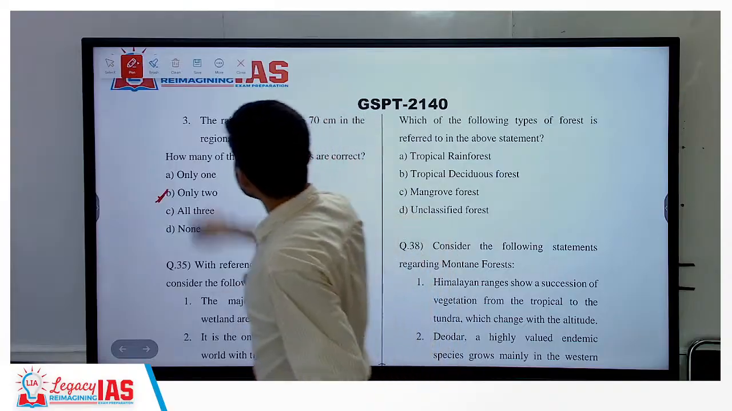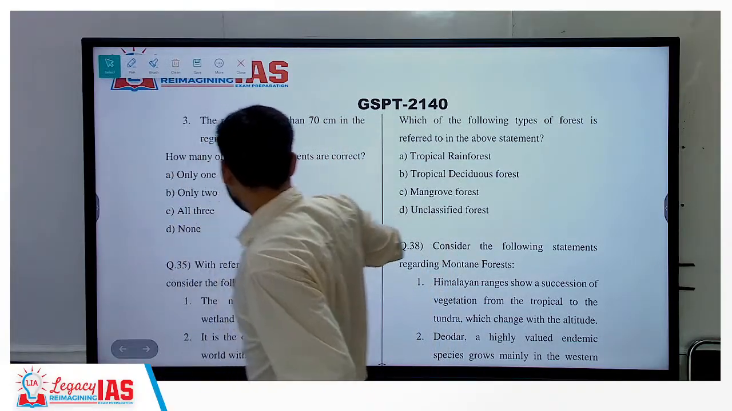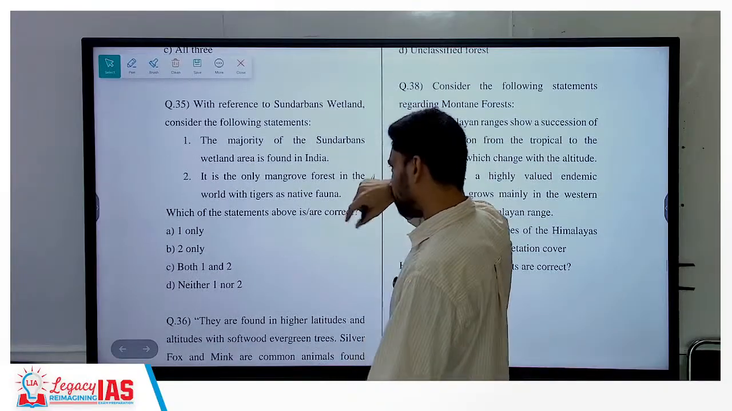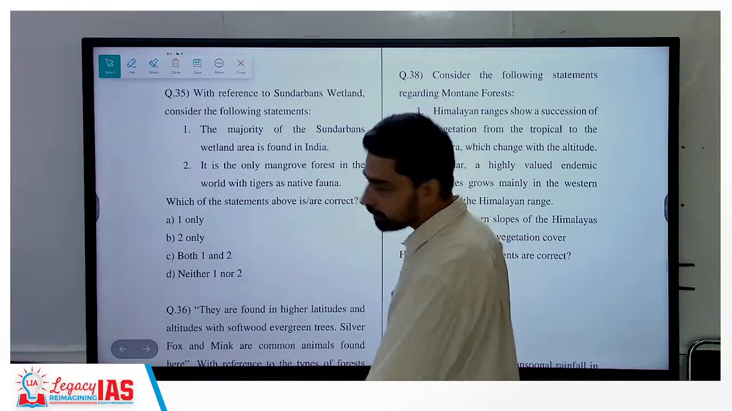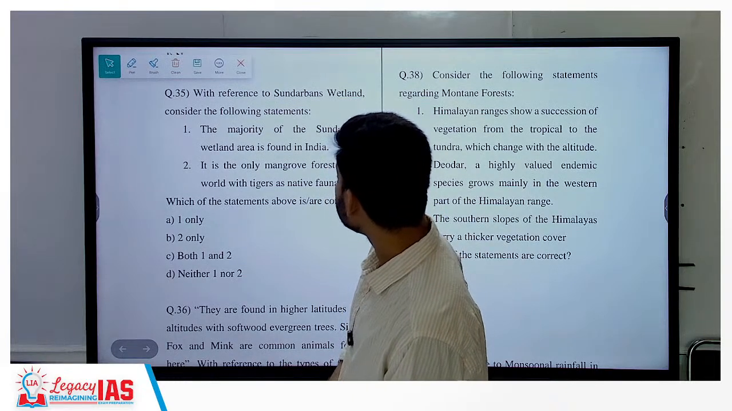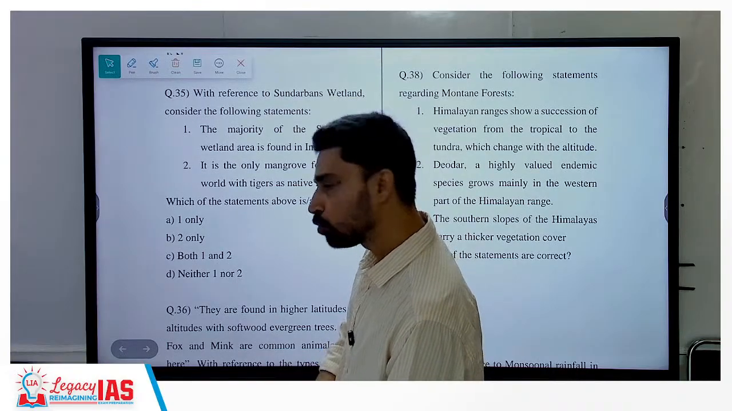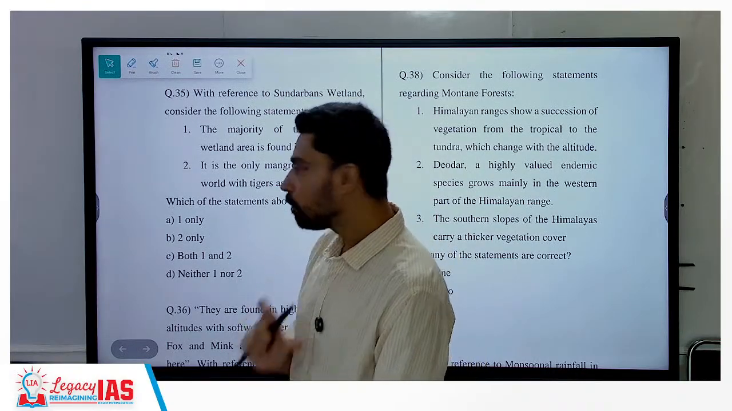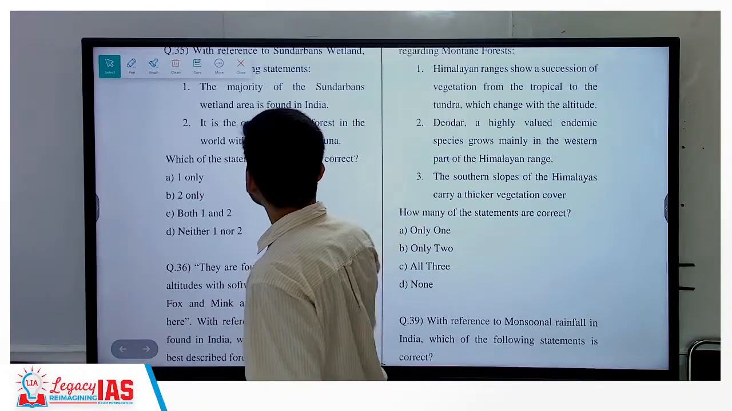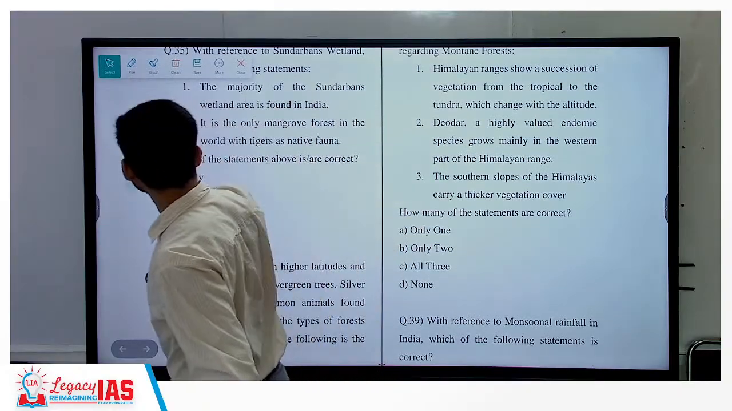Then with reference to again Sundarban wetland, consider the following statement. Majority of the Sundarban wetland area is found in India. No. Bangladesh has larger part. India has a smaller part. It is the only mangrove forest in the world with tigers as native fauna. True. Okay. Mangrove forest. You talk about the entire world. Only mangrove forest with tiger as native species is Sundarban. So, what is the correct option?